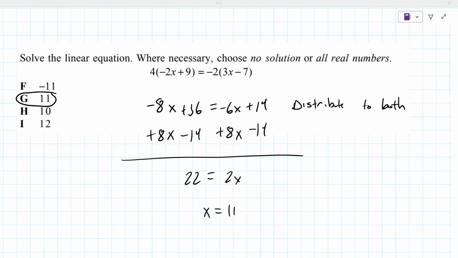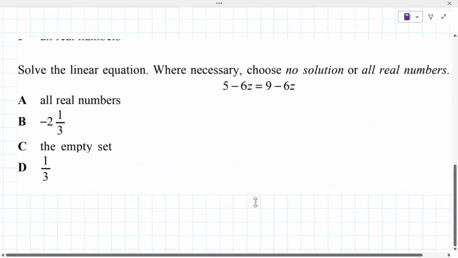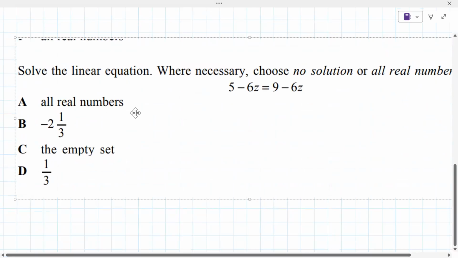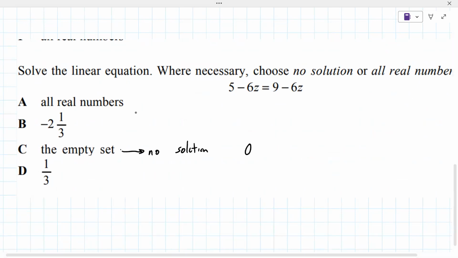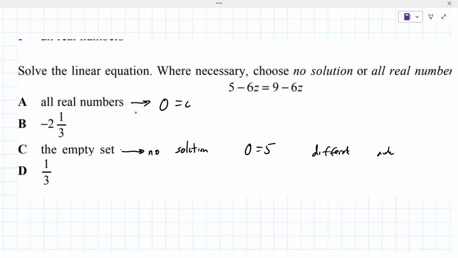From last time, we talked a little bit about this idea that sometimes they give you a problem that has no solution or all solutions. So we're going to just review that next. Here's a question. The two kind of non-numerical answers are the empty set, which means no solution. That's when you get like 0 equals 5, basically different numbers. And then all real numbers is like 0 equals 0, so it's the same on both sides.